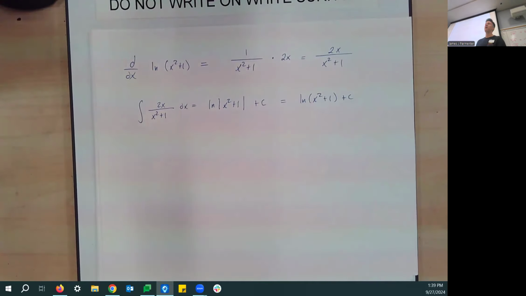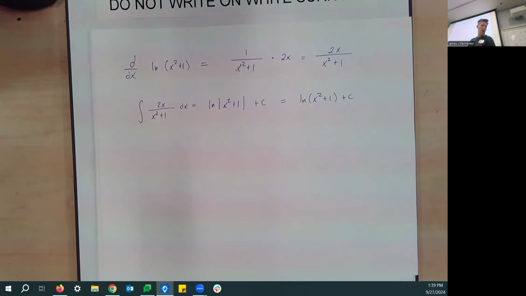So just be aware, sometimes you won't see an absolute value in a solution manual because it didn't need to be there. But it's always perfectly fine to write the absolute values there if you're integrating 1 over x or something like that, where you get a natural log of the absolute value of the thing.